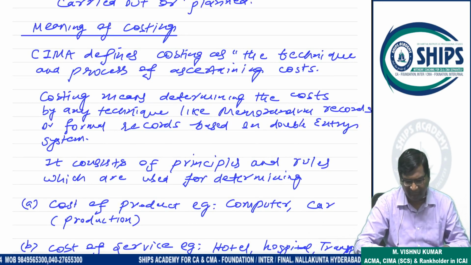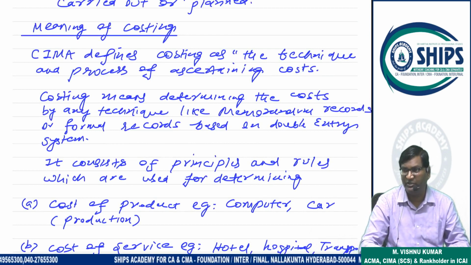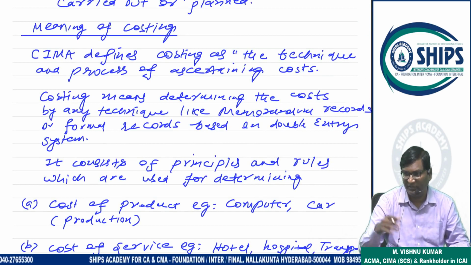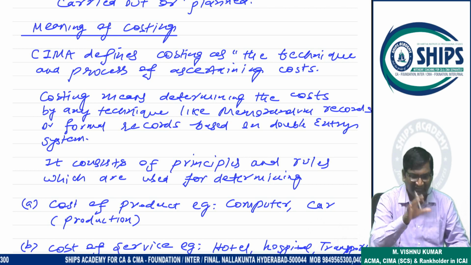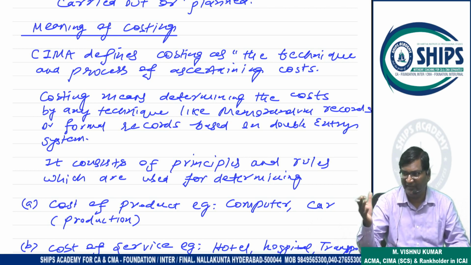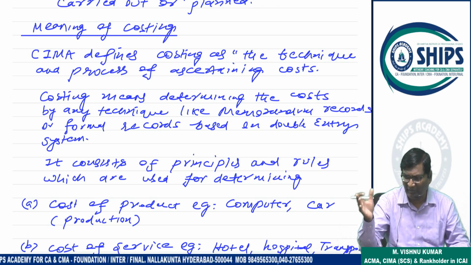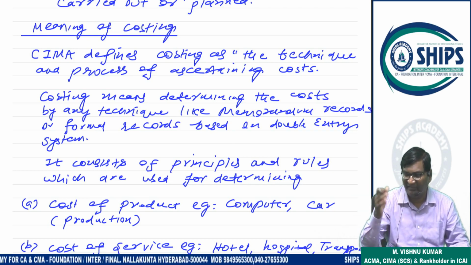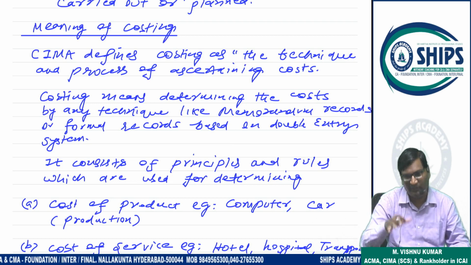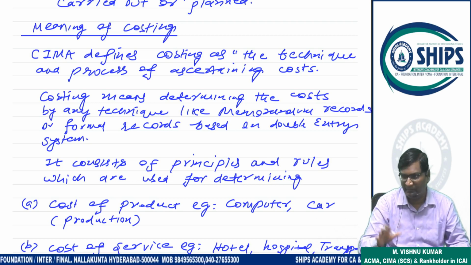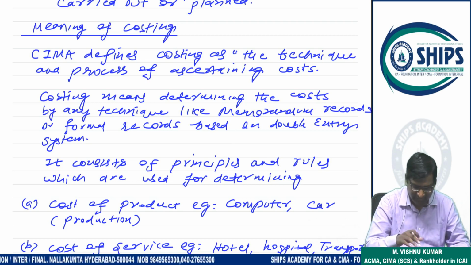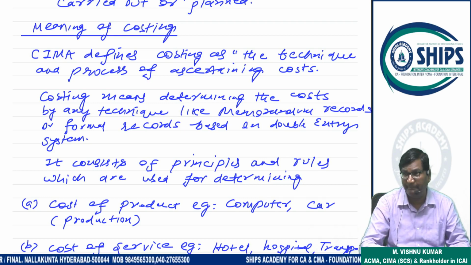Profitability is also important. What is important? Profitability. Which product is profitable? Which product is not profitable? Which activity is profitable? Which activity is not profitable? Unnecessary activities we have to avoid, no? That's why activity wise is also important, product wise is also important. Clear? Now you understand the meaning of cost accounting.